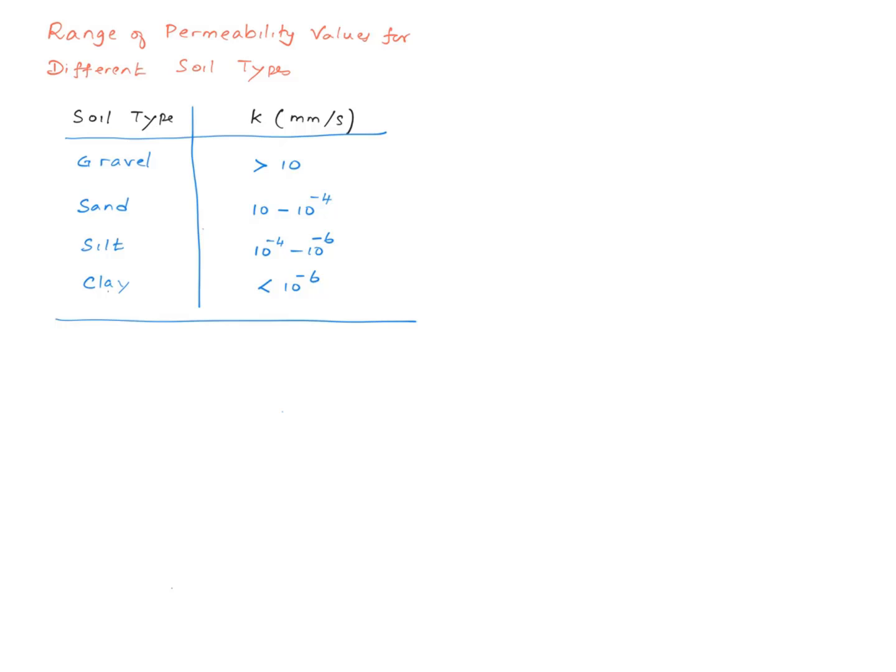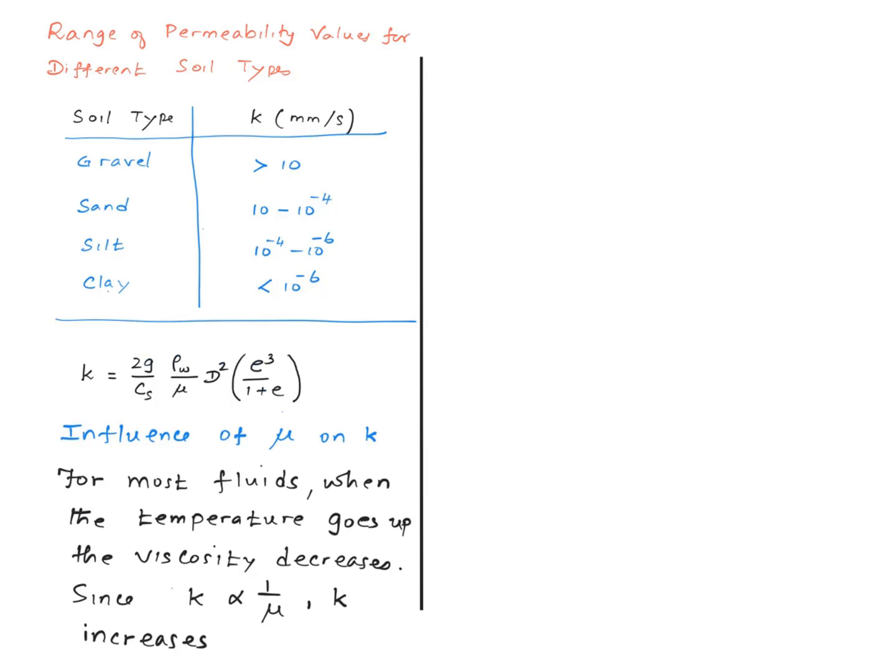Here is a list of the ranges of permeability values for different types of soil. For gravel, it's greater than 10 millimeter per second. For sand, it lies between 10 and 10 to the minus 4. For silt, the range is between 10 to the minus 4 to 10 to the minus 6. The permeability of clay can be less than 10 to the minus 6 millimeter per second. So you can see as we go from gravel to clay, the permeability decreases by more than a factor of 1,000,000.